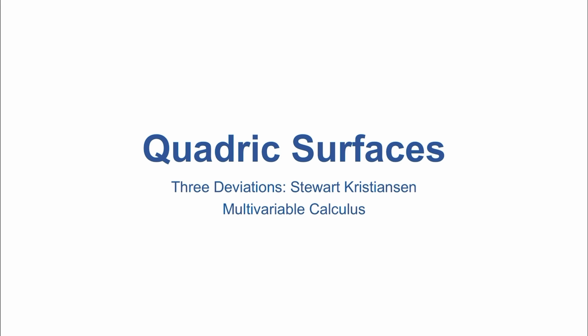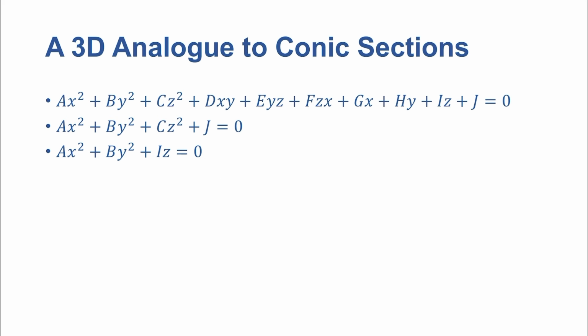So now we are going to bring this idea up one dimension, and we are going to cover the quadric surfaces. Now these are basically the conic sections of the three-dimensional world. So let's get started. I'm going to show you just the big general equation. So we have a 3D analog to conic sections. Now, the equation that governs this is quite freaky, but that's okay.